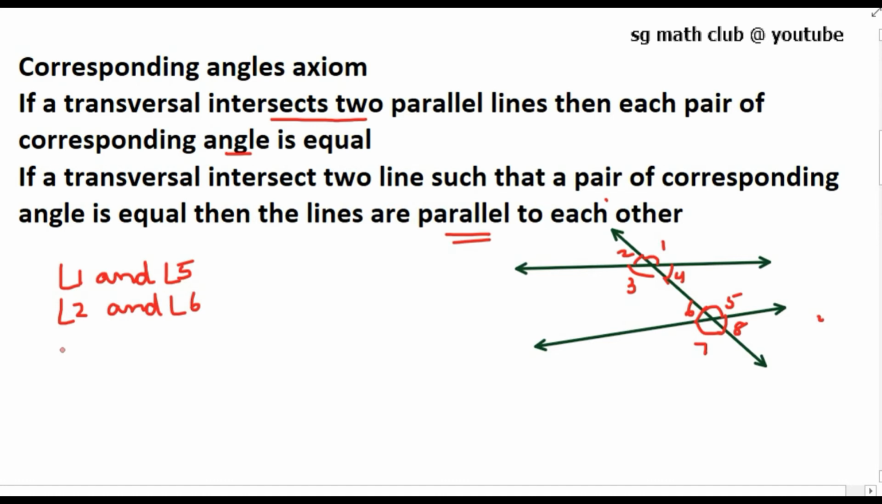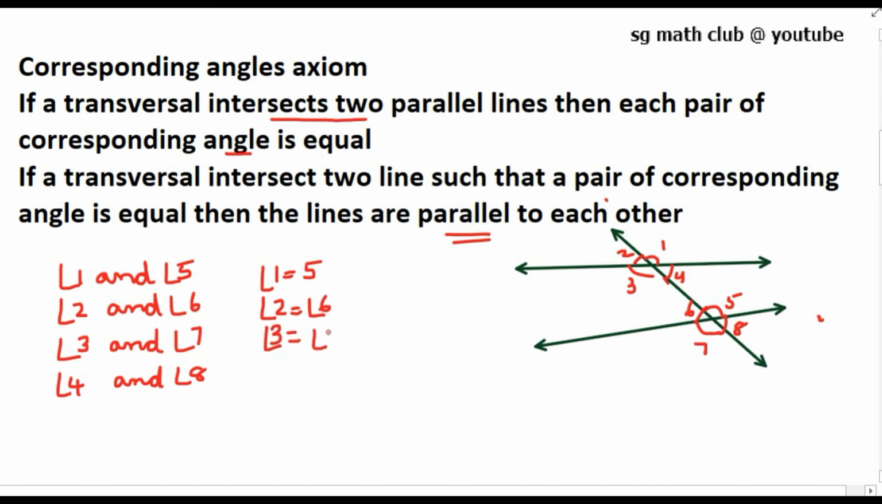We have a total of 4 pairs of corresponding angles when two lines are intersected by a transversal. Total 4 pairs of corresponding angles are formed. So we can see this is angle 3 and angle 7, again angle 4 and angle 8. So these are the 4 pairs of corresponding angles. Now the corresponding angles axiom says that angle 1 is equal to angle 5, angle 2 equal to angle 6, again angle 3 will be equal to angle 7 and angle 4 will be equal to angle 8.